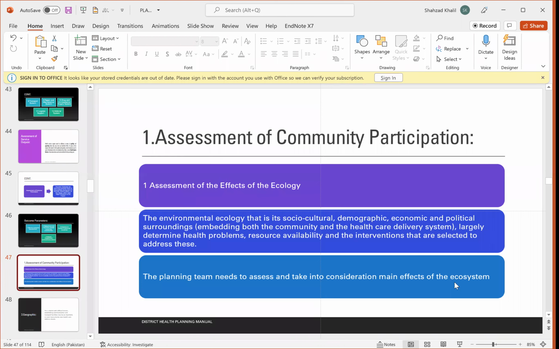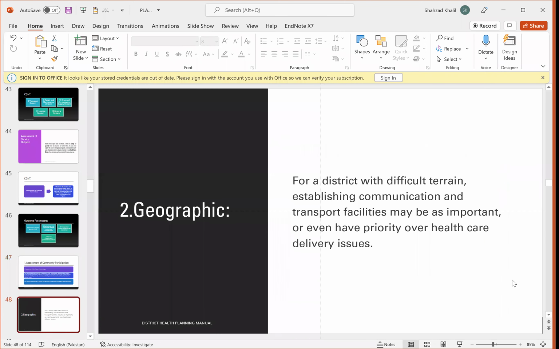Assessment of community services. Assessment of the effect of ecology, the environment, that is social, cultural, demographic, economic, and political surroundings, embedding both the community and the healthcare delivery system, largely determine health problems, resource availability, and the interventions selected to address these. The planning team needs to assess and take into consideration the main effects of the ecosystem.